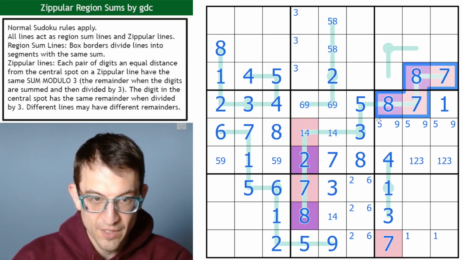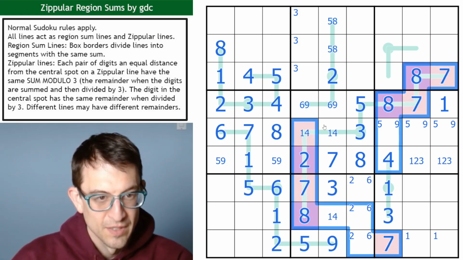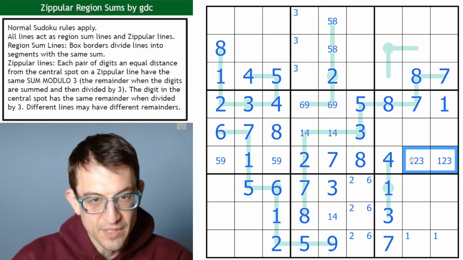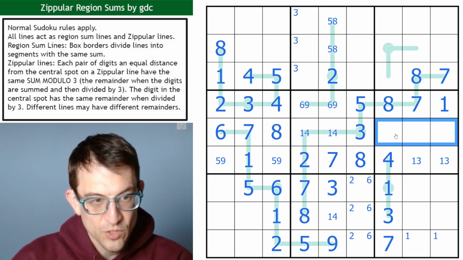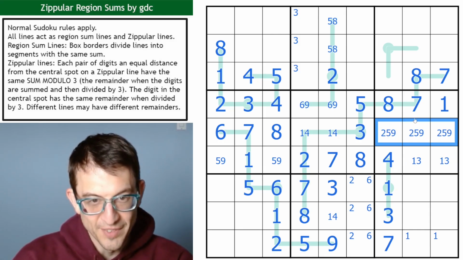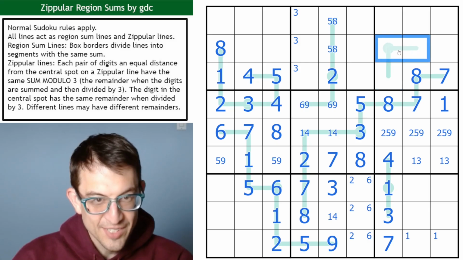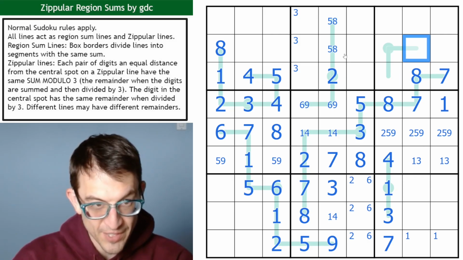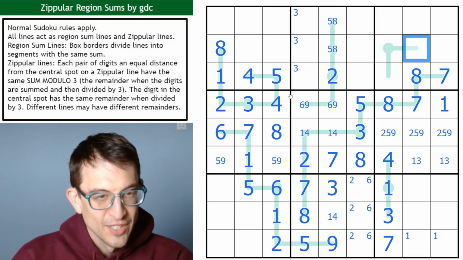I'm going to get rid of the coloring. And this is now a, what is this? This is a 2, 5, 9 triple. 2, 3, 4, 5, 6, 9. Yeah, okay. This is the only thing I have left that really does something. It's just a modular zipper. There's no region sum component. Everything else is just Sudoku. So I should be able to do this.